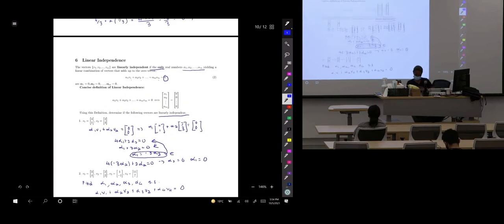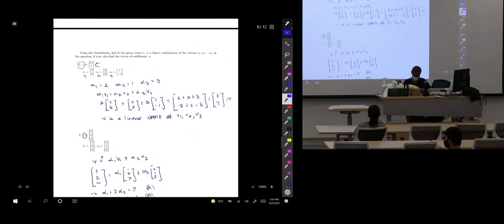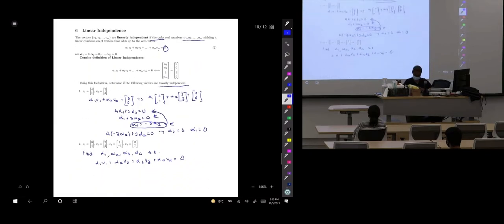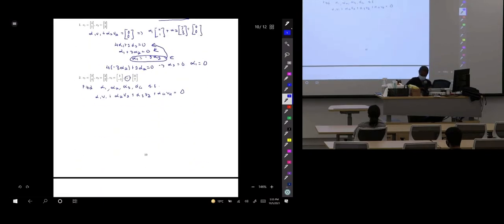One thing to note here, what we were doing before in the previous page is we were trying to find whether v was a linear combination of v1, v2, v3. In our new problem, v is now the vector v4, right?